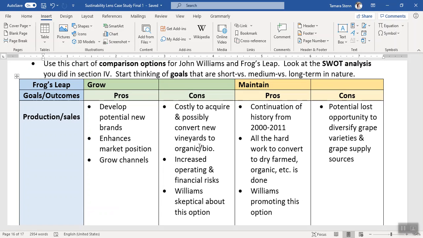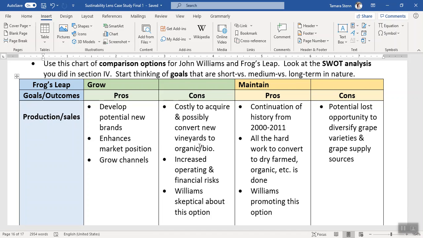So what's another thing for maintain, something that they're doing well and can keep doing, is that continuation of their history, right? From 2000 to 2011, keeping that story strong. Having all of that hard work to convert to the dry farmed organic, this is done. They've achieved it. They've spent a lot of time and they nailed it. It's done. And Williams is all about promoting this. Okay, so that's really good, right? Those are things we can keep doing.